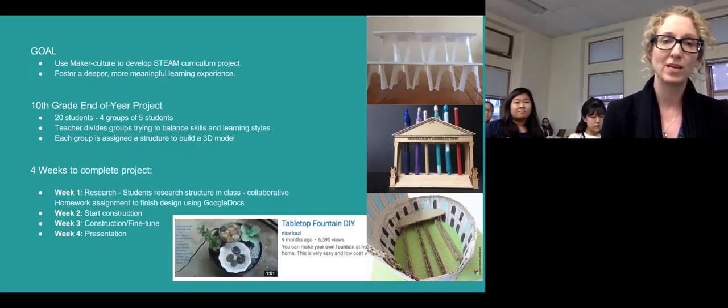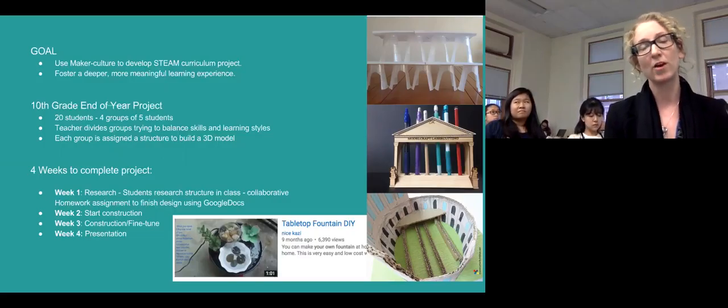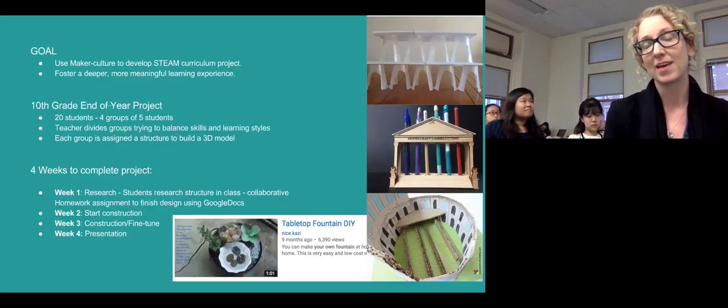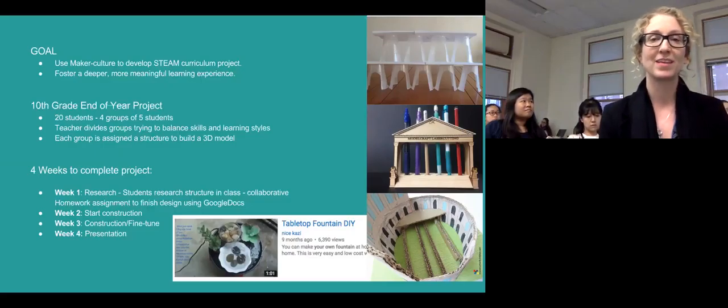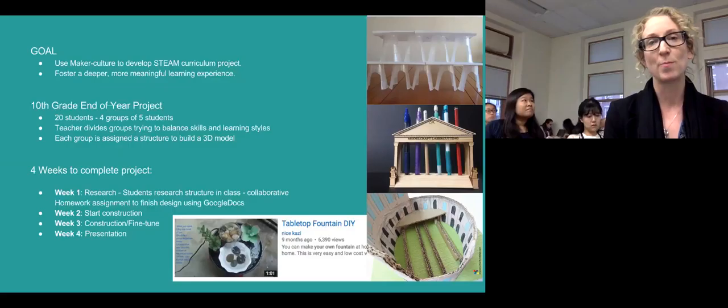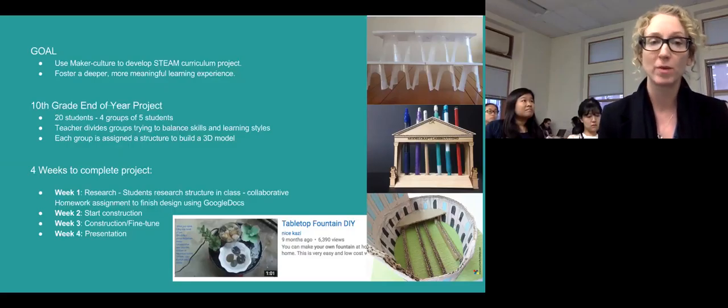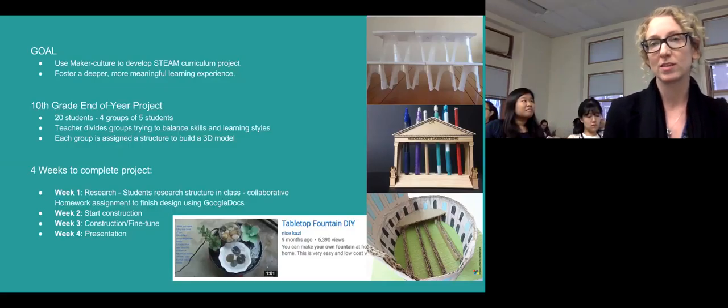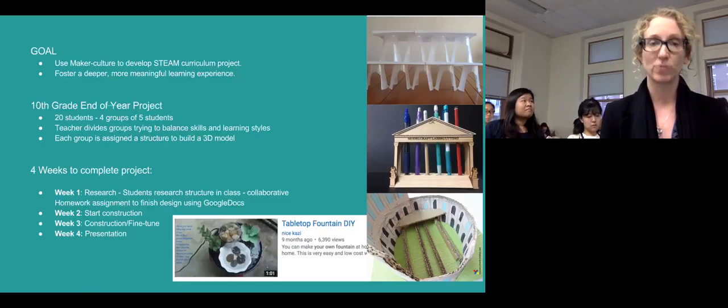The first week is a week of research. We would probably open it up with a design thinking experience, something like the marshmallows and the toothpicks, or something to get the kids working together to collaborate and loosen up and become comfortable with one another. Then they would research their particular architectural structure.